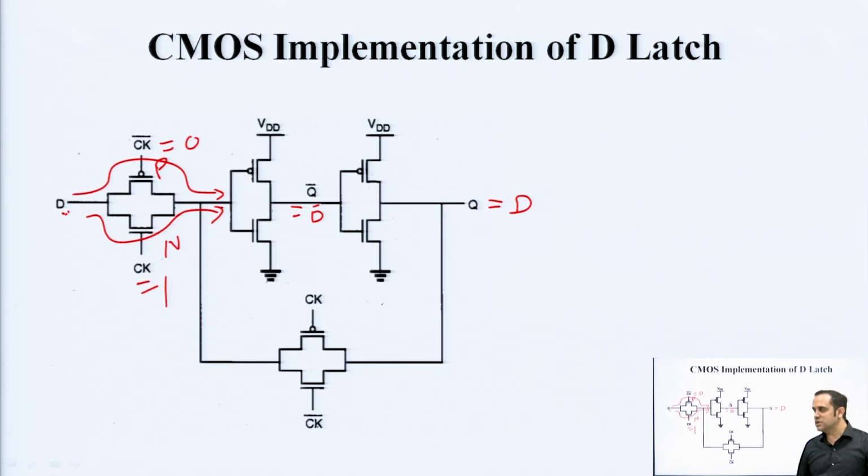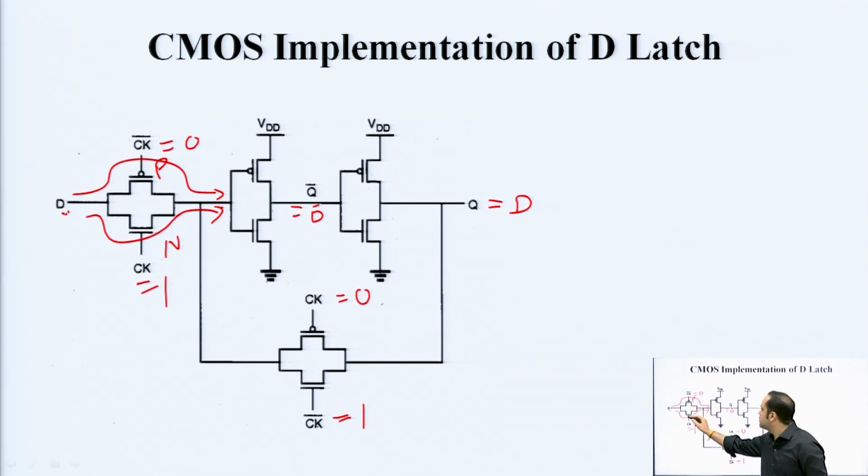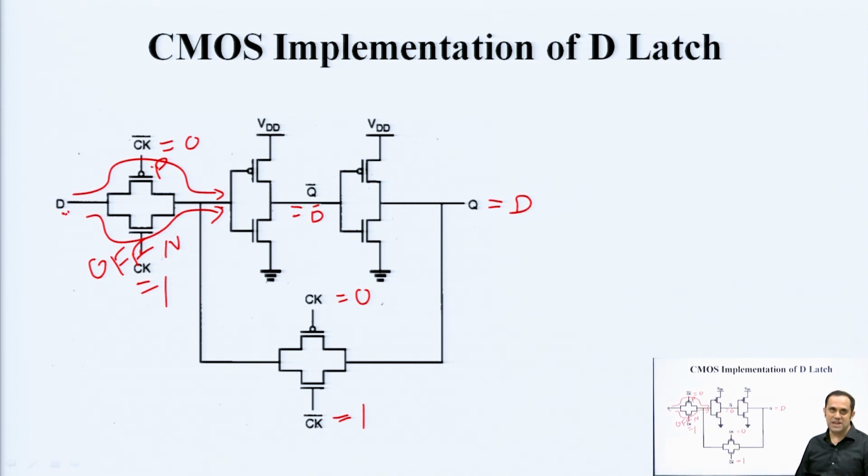When the clock is opposite, suppose when the clock is 0, then clock bar becomes 1. So, this transmission gate becomes off. In this case, this PMOS is off, this NMOS is off, D can never enter this circuit. This is like a switching mechanism, but Q enters this transmission gate and it is passed on to here. So, Q enters, so you get Q bar here and it again gets inverted and you get Q.